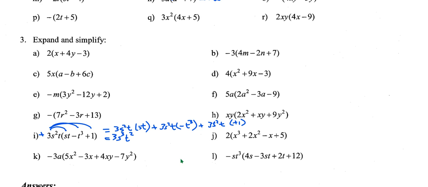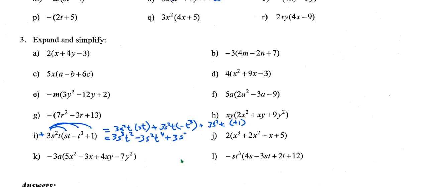The next one, I have positive 3 times negative 1. So that's minus 3. S squared times, well, there's no s's in the bracket, so that's just s squared. T times t cubed. So that's t with the invisible 1 times t cubed. So that's t to the 4th. And the last one is 3s squared t times positive 1. So that's just 3 times 1, which is positive 3.